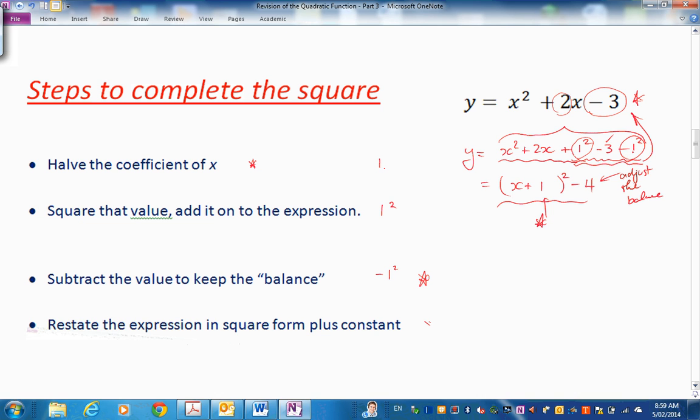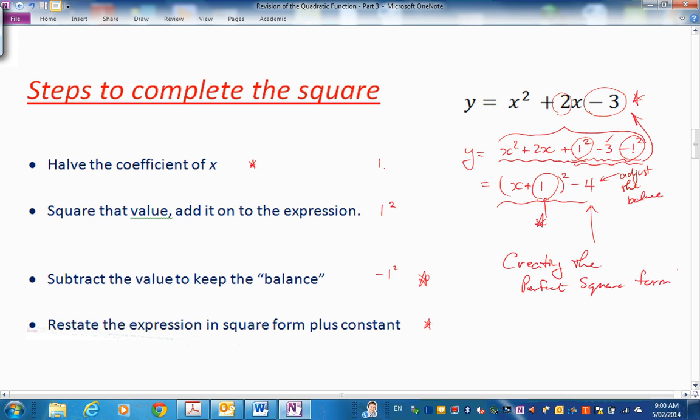Restate the expression in square form plus a constant, and that's what I've done at the end here. So that's your final constant, not neg 3, because we needed a 1 in this spot here to create that particular form. So we are creating the perfect square form. That's what we're doing, because, why? It's so valuable in us being able to work out the vertex. So we are going to replace this with this form. But they must be equal.